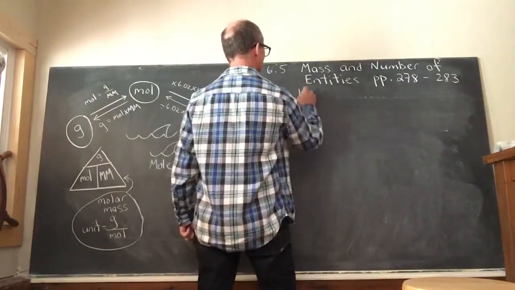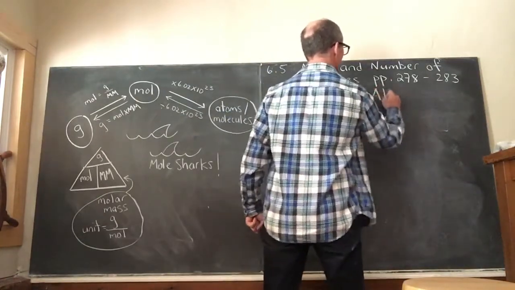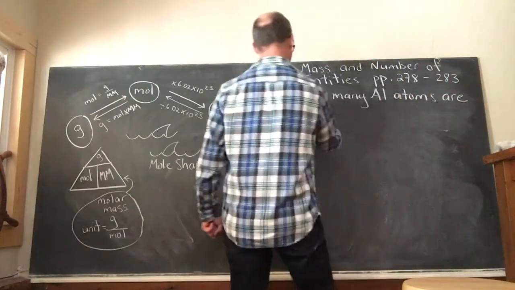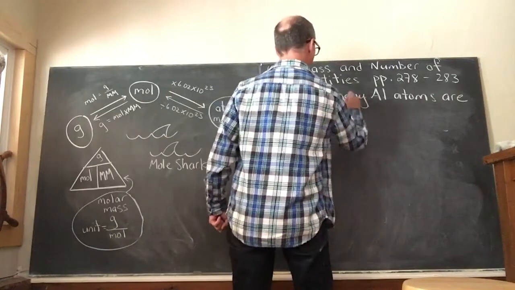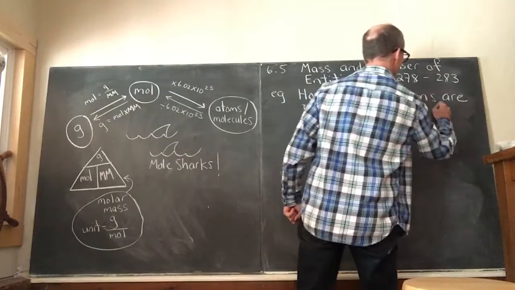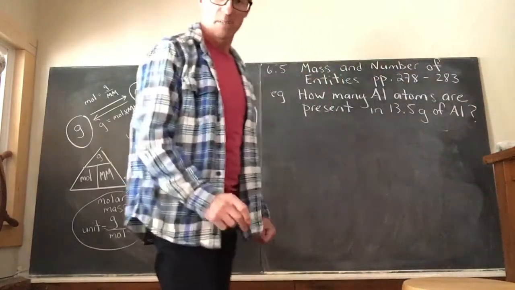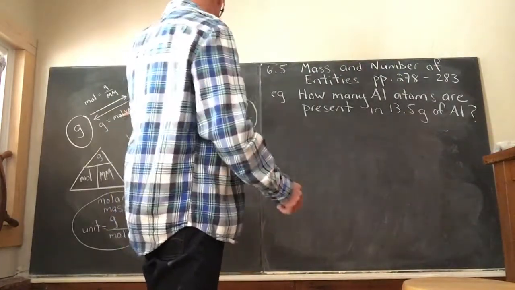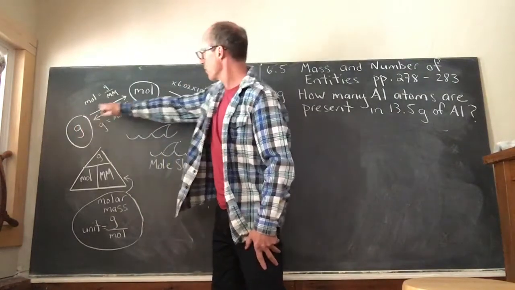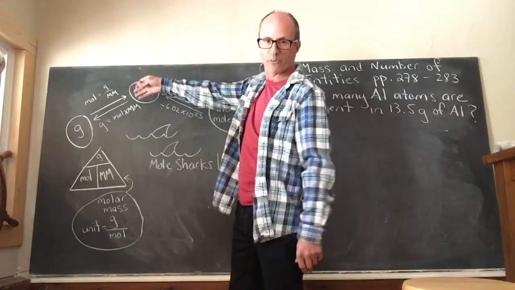So the first thing we'll do is figure out how many aluminum atoms are present in 13.5 grams of aluminum. That's our question. Well, if you look at MoLand over here, we're actually starting at mass land. We have mass, and we're going to go here first. I know we've done this previously, but just to reinforce it, let's go through it.